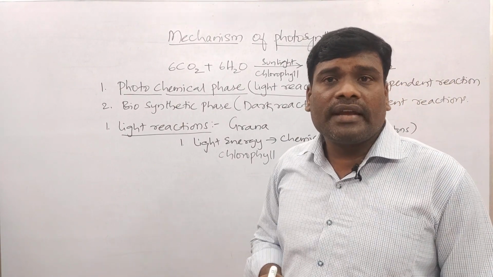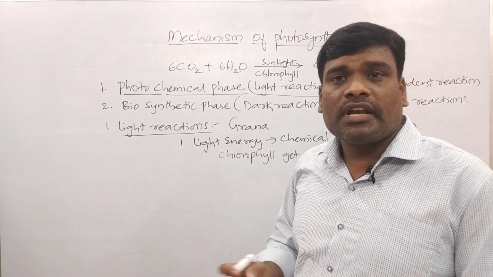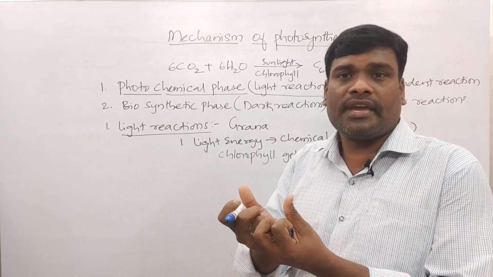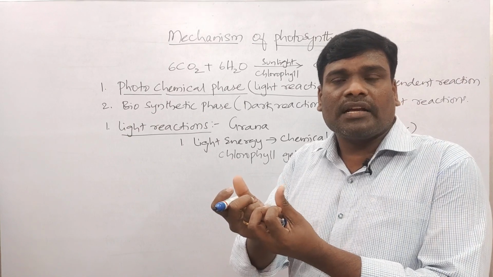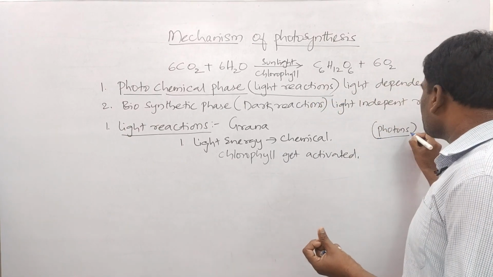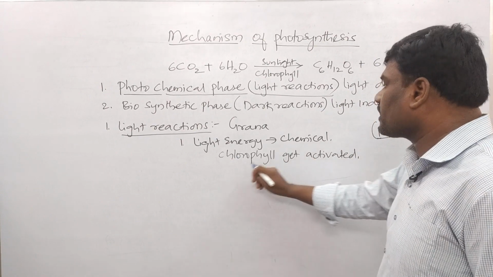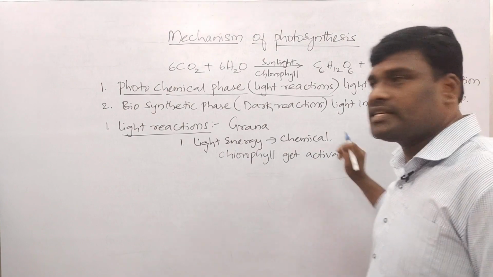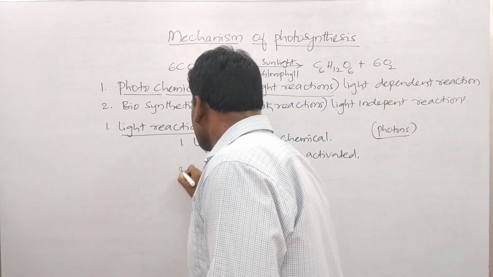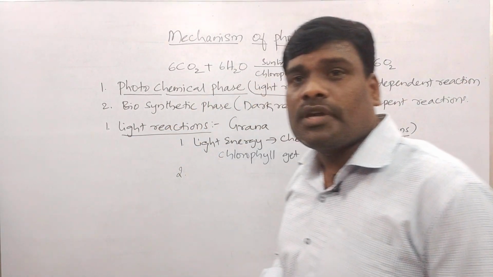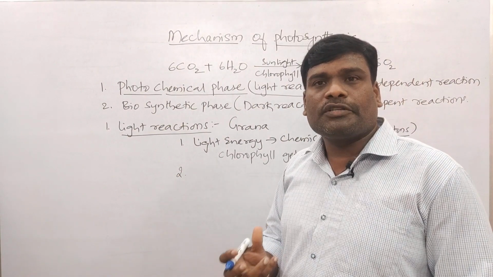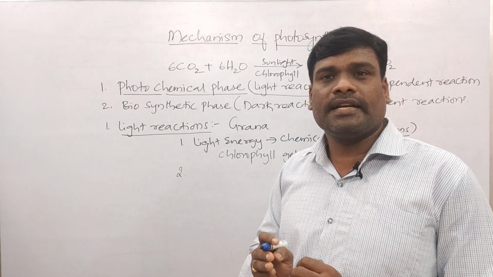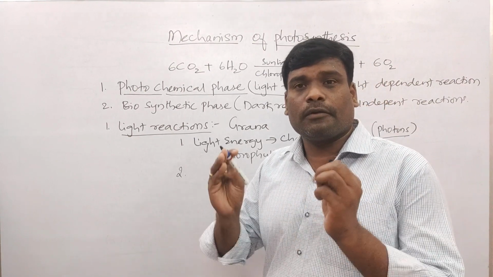How does this chlorophyll get activated? Because of absorption, or trapping of what, children? Sunlight. Sunlight consists of tiny particles called photons. These photons are absorbed by the chlorophyll, and the chlorophyll gets activated, children. And what happens in the second stage? In the second stage, this activated chlorophyll will split the water molecules.